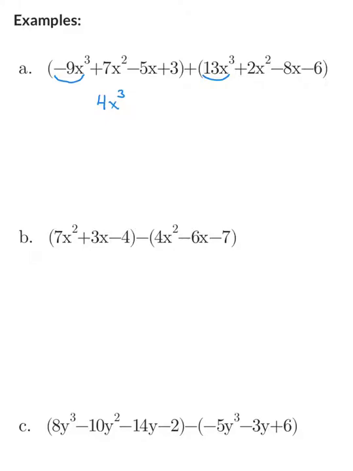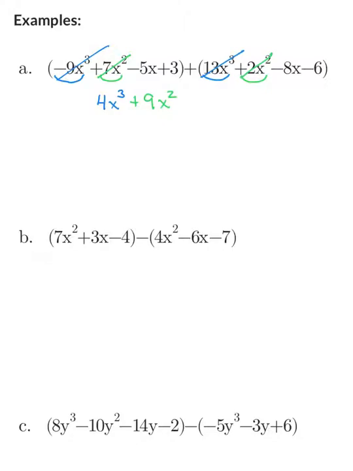Our second term, I'm going to go ahead and cross these out now that we're done with them, that way we don't have to worry about them again. My next one is 7x squared. I can combine that with 2x squared since they are both x squared terms. So again, I want to add my numbers. 7 plus 2 is 9. I keep my variable. I keep my exponent. We're done with those now.